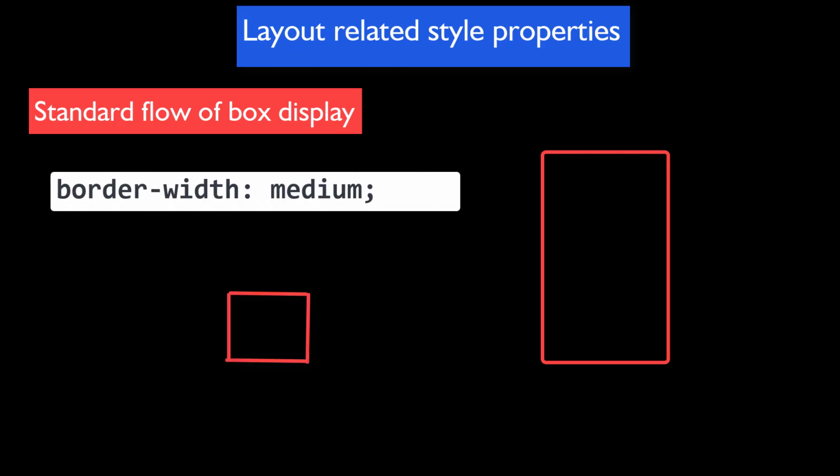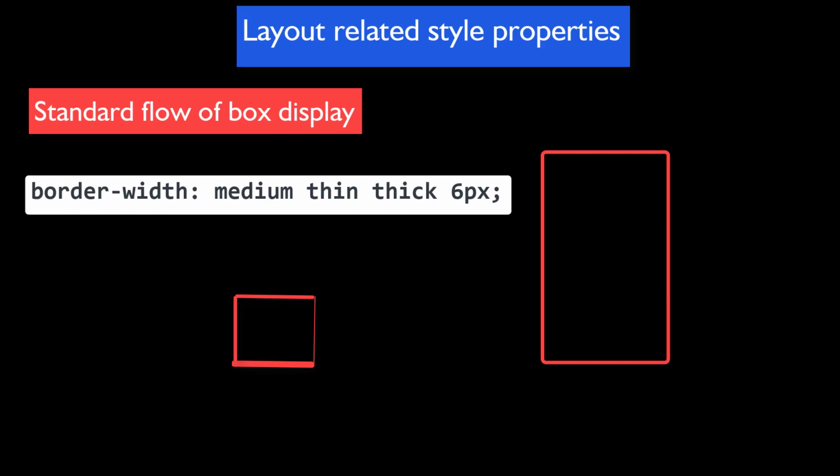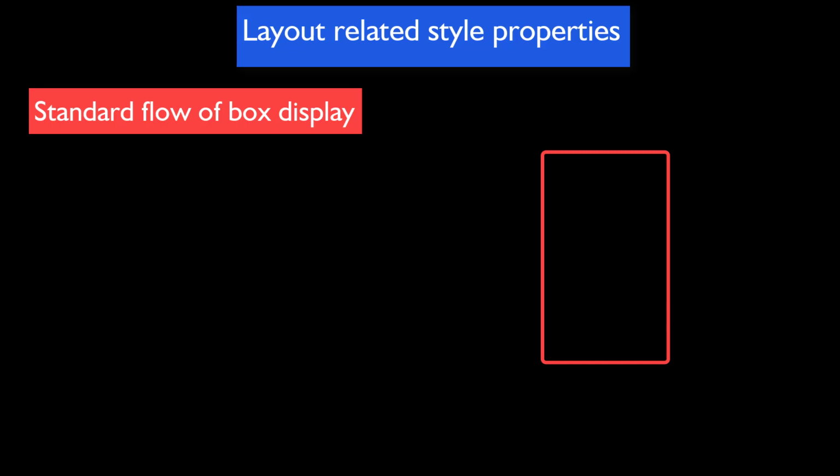As before, if 1 value is specified, it applies to all 4 sides. If 2 values are specified, the top and bottom are set to the first, and the left and right are set to the second. If 3 values are specified, the top is set to the first value, the sides are set to the second value, and the bottom is set to the third value. If 4 values are specified, they are set to the top, right, bottom, and left, respectively.